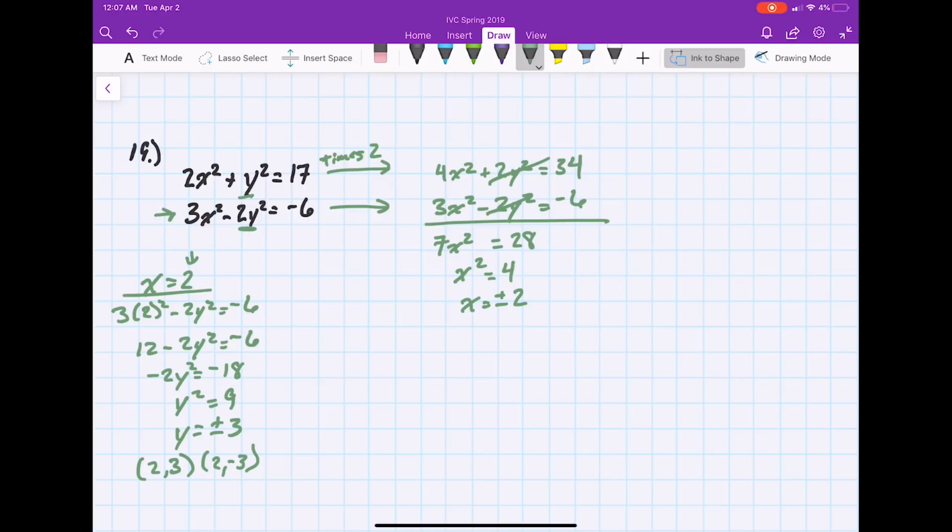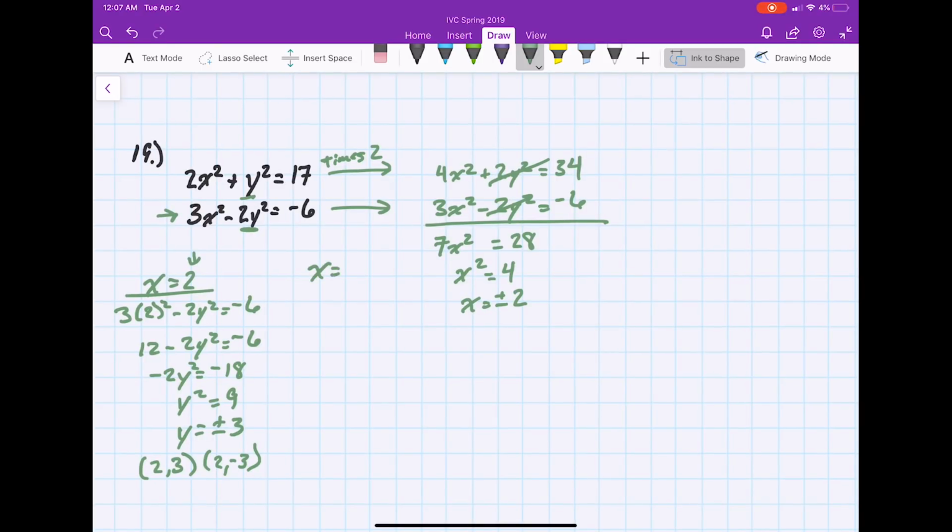Now, if I use negative 2, so x is equal to negative 2. Remember, I had a plus or minus over here, so I need to find some more ordered pairs. So 3 times negative 2 squared minus 2y squared equals negative 6. Just using the same formula.